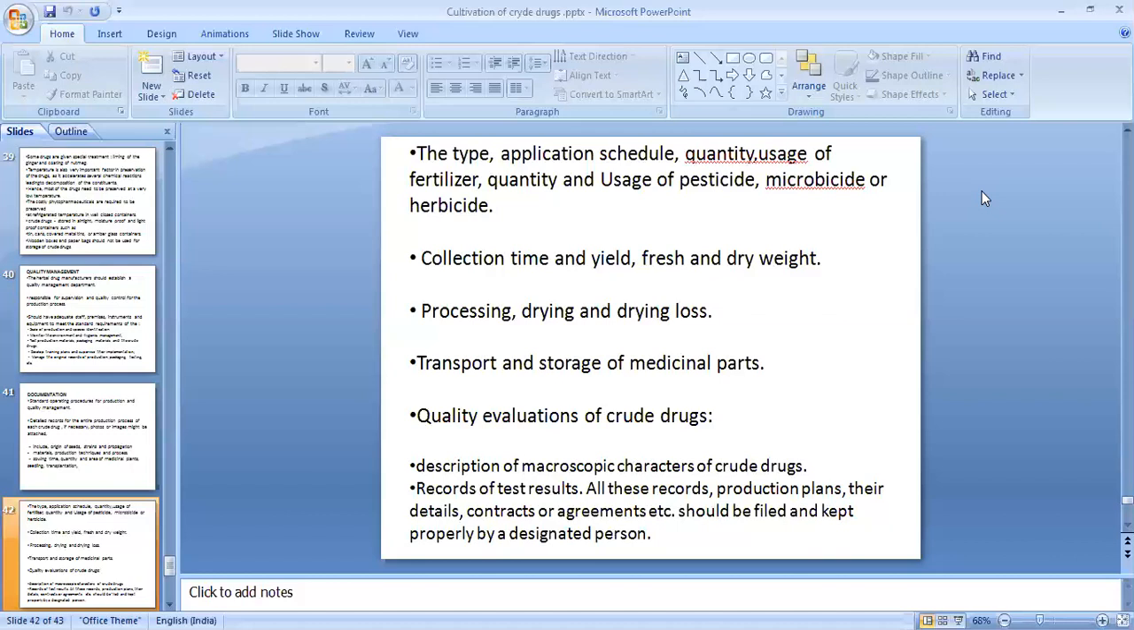Okay, so here the discussion about the collection and processing of crude drugs comes to an end. Clear? So the very first part of the cultivation is over, and the last part of the cultivation, collection, and processing of crude drugs is covered. The factors affecting the cultivation of crude drugs we'll see in the next presentation. Okay, thank you.